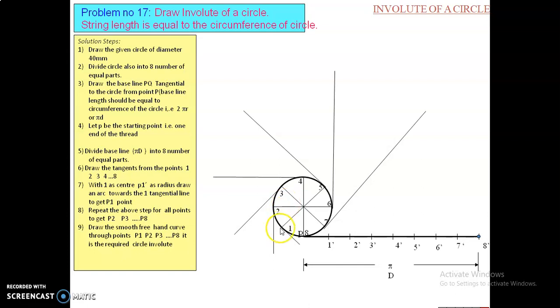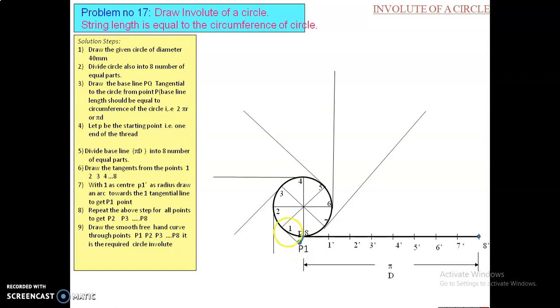Now with 1 as center and P1 dash as radius, draw one arc like this. 1 is the center point, P1 dash is the radius. You will get one intersecting point, that is P1.